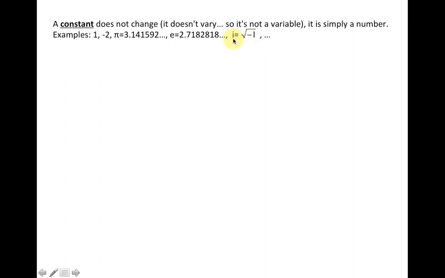And here's another example of a constant number. It is the letter i representing the square root of -1. The square root of -1 is actually an imaginary number. That's why we have the letter i here. But this is a constant. Okay? It doesn't change. It doesn't vary. It is not a variable. It is simply a number.